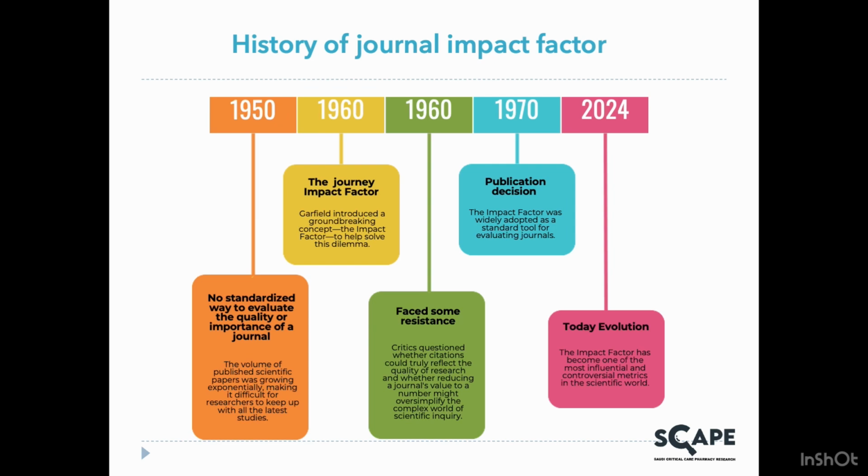Later on, in the 1960s, there was some resistance about whether citation could truly reflect the quality of research. Is citation the main core point of the quality of the journal's value? But later on, from the 1970s until now, 2024, the impact factor was widely adopted and became a standardized tool for evaluating journals. Some journals have an impact factor of 10, some 50, and some very powerful journals have more than 100.